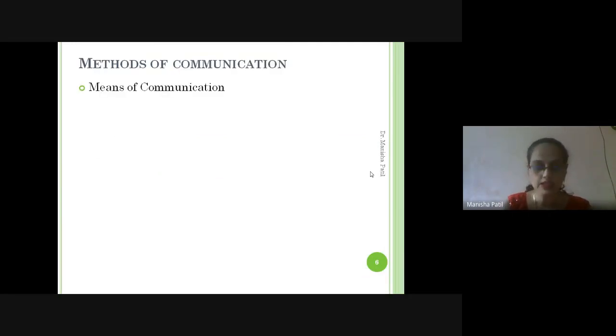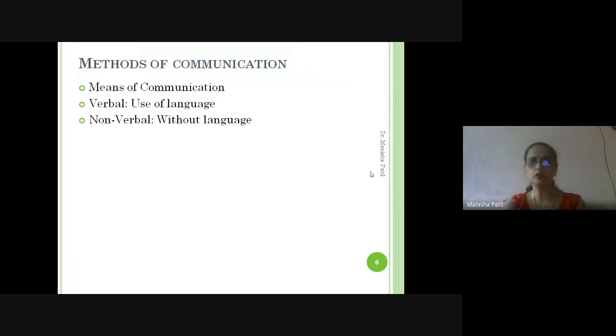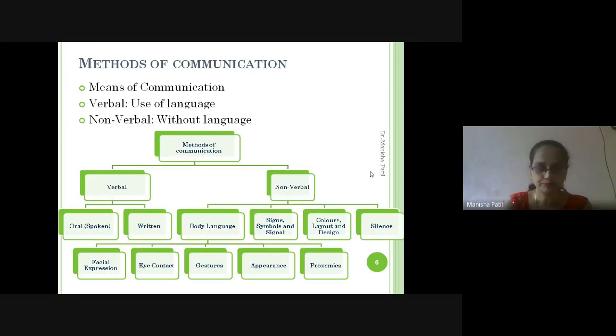So, methods are nothing but means of communication. That is how we communicate. There are 2 types, verbal and non-verbal. In verbal, we use language. In non-verbal, we do not use language.